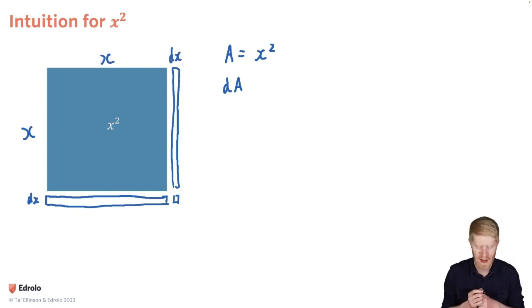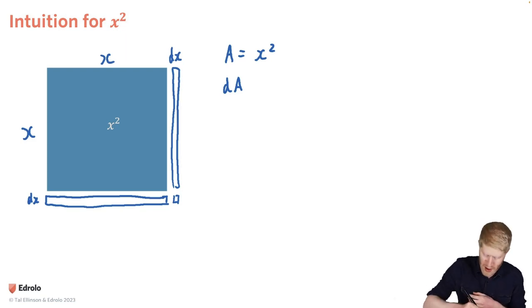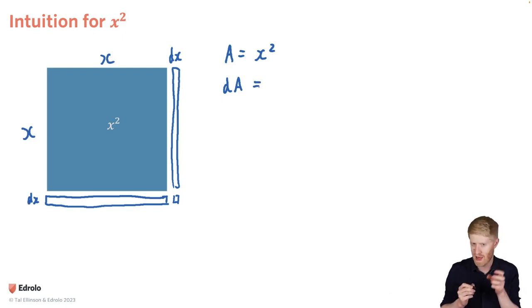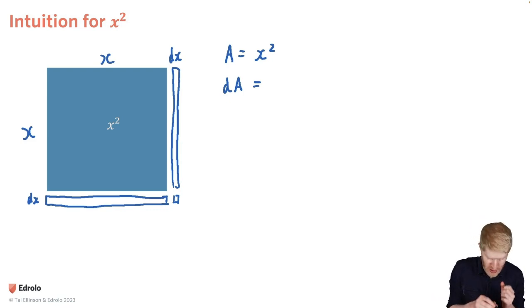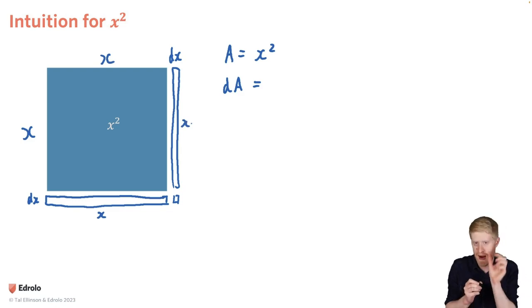Can we now find an expression for the change in area, right? If dx is a tiny nudge in x, then dA is the resulting tiny nudge in A. What amount has been added on? Let's calculate it. We can actually look at these rectangles and we can say, hey, this one here has a height of dx and a length of x, and this one has a height of x and a length of dx.